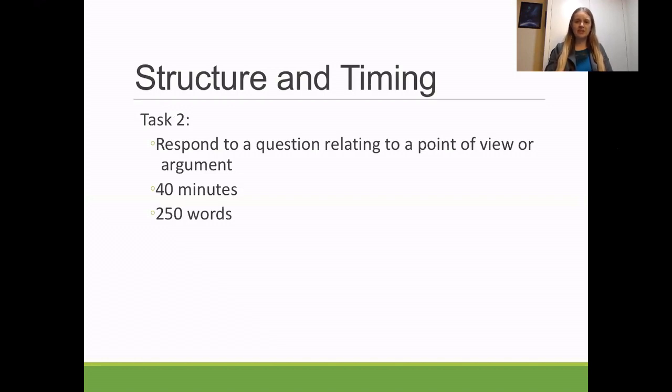So in the last video, we talked about task 1, and in this video, we're focusing mainly on task 2. So if you haven't seen the first video, you should check that one out first. For task 2, you will be responding to a question relating to a point of view or an argument, and you should take around 40 minutes to do this task, and you should be writing a minimum of 250 words.